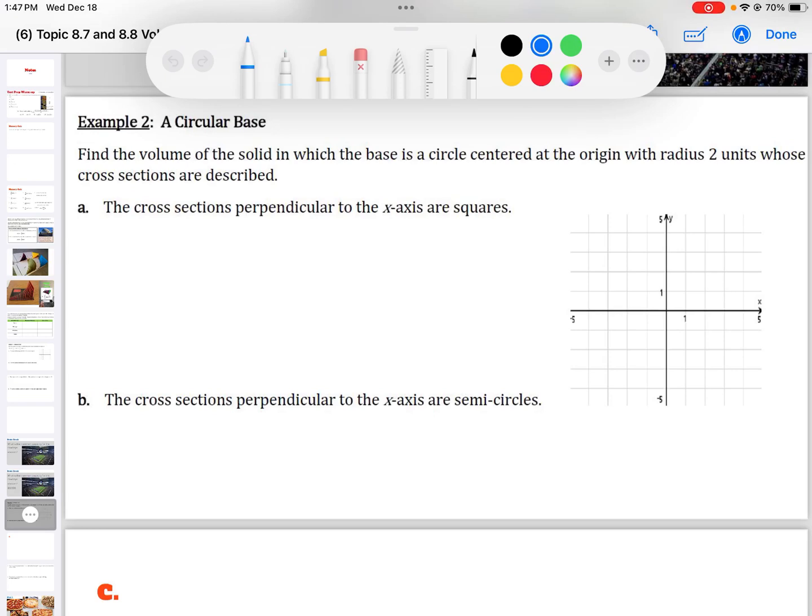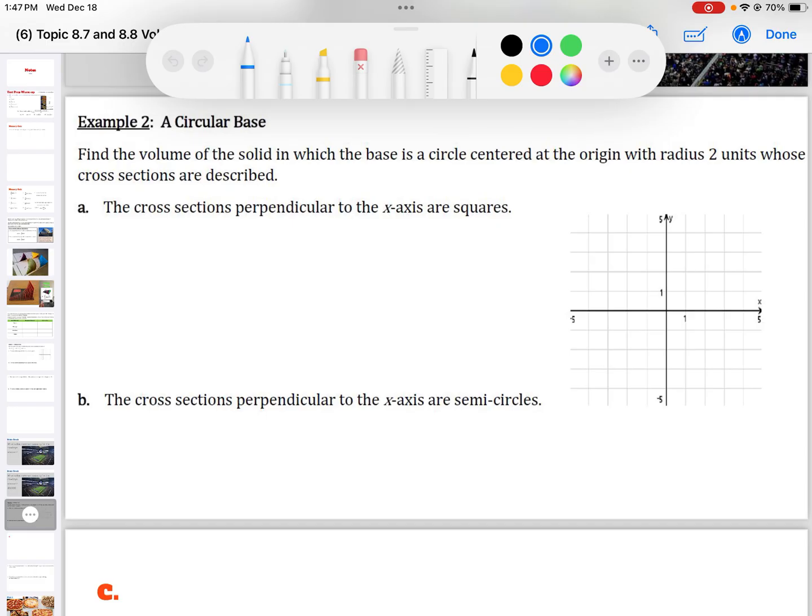All right, so in this second example, it says find the volume of the solid in which the base is a circle. It doesn't have to be a pretty shape, it can be anything really. But it's centered around the origin with radius of 2 units whose cross sections are described in these 5 different examples. All right, so first of all, in the last problem, we were given the equations, right?